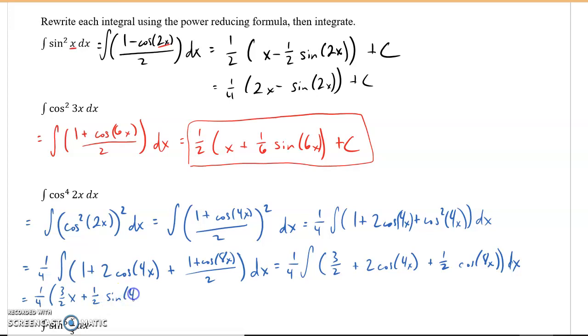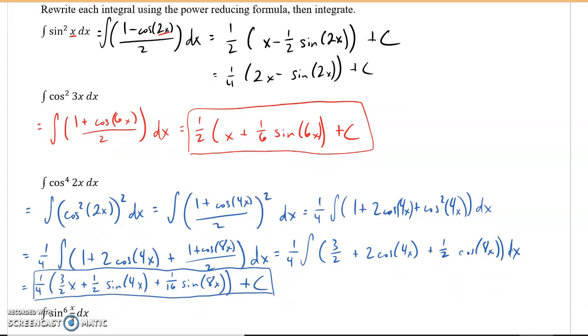Sine of 4x. And then this 1/2 is going to be divided by 8, so we're going to get 1 over 16 sine of 8x. And all of that is plus c because that is our indefinite integral. So that is an acceptable final answer for this particular integral.